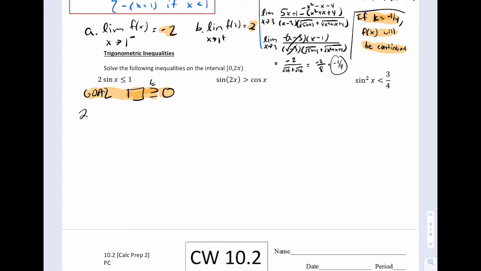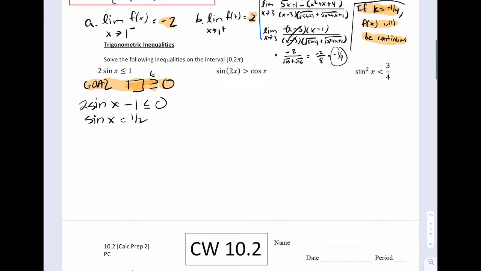So here, we'll manipulate it: 2 sine x minus 1 less than or equal to 0. And now I figure out what makes it 0. That would be when sine is equal to a half. And now I'm going to write my zeros here: pi over 6 and 5 pi over 6.